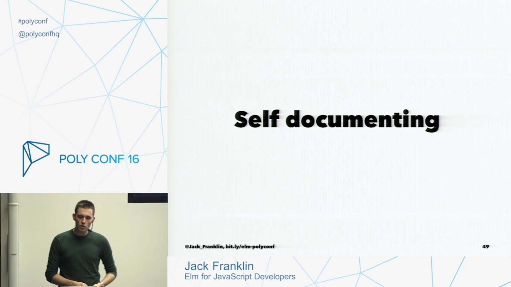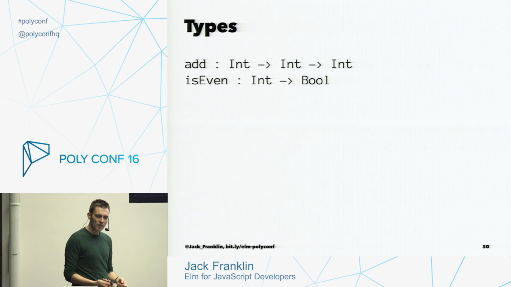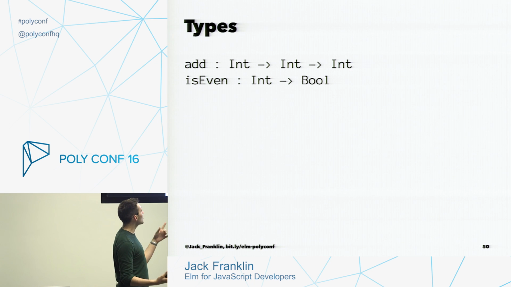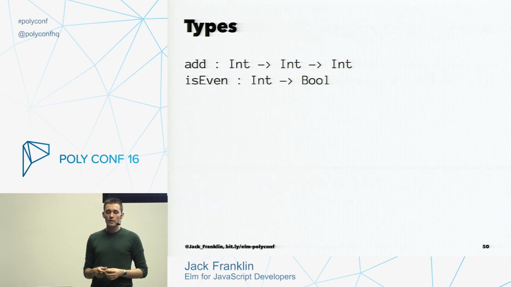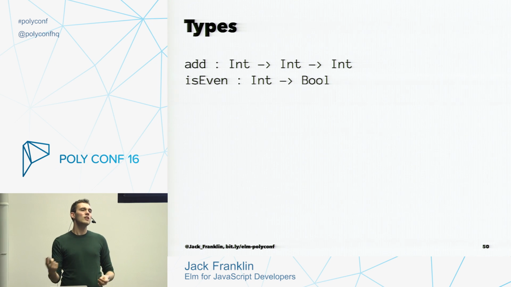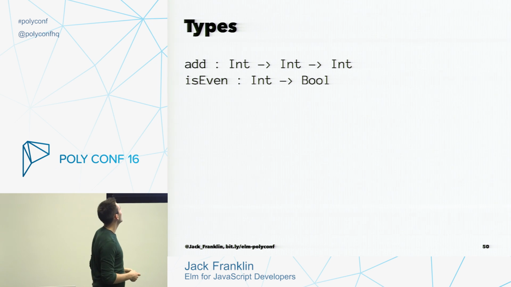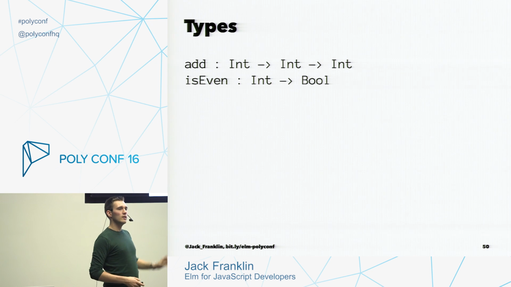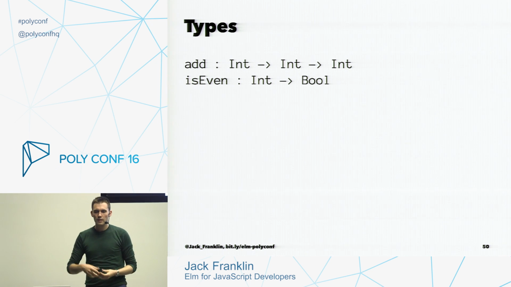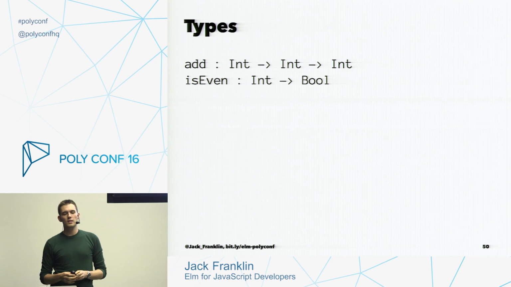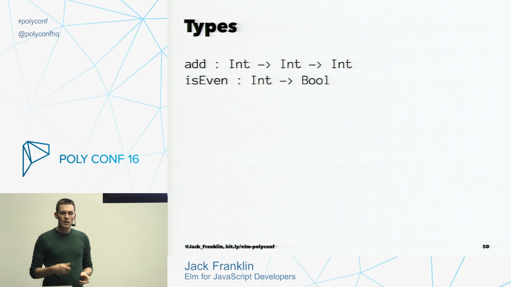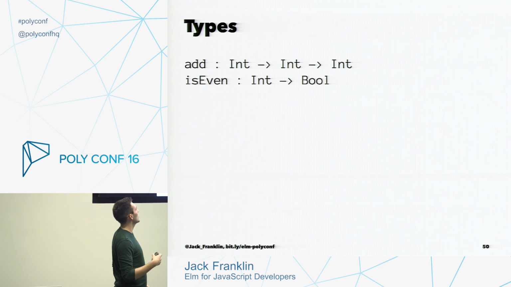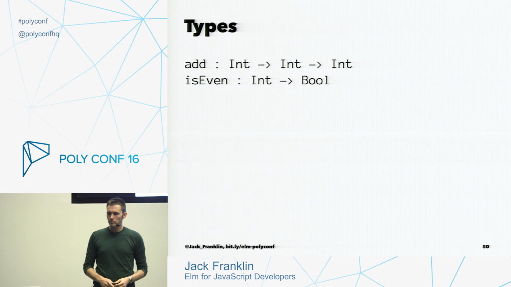Elm is also very self-documenting, the main reason being that it has types. These are called type annotations. So you can take a function, you can annotate it with the types that it expects to be given and the type of the thing that it will return. The thing on the furthest right is the thing that it will return, and anything prior to that are the arguments it expects. So here the add function takes one integer, takes another integer, and will return an integer. Is even will take in an integer and return a Boolean, true or false.